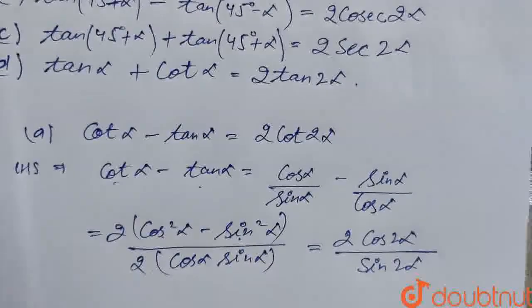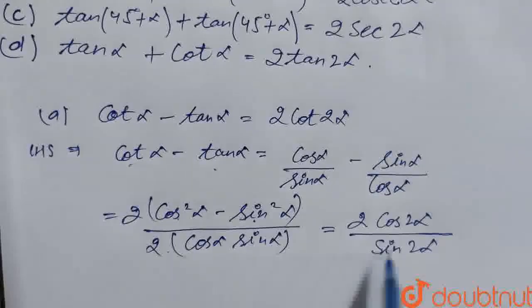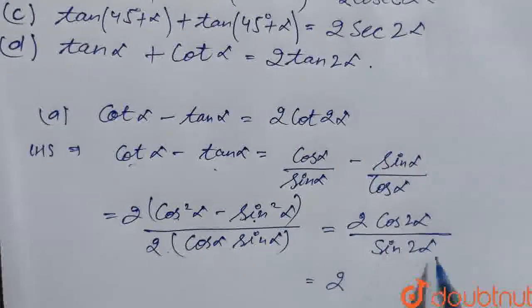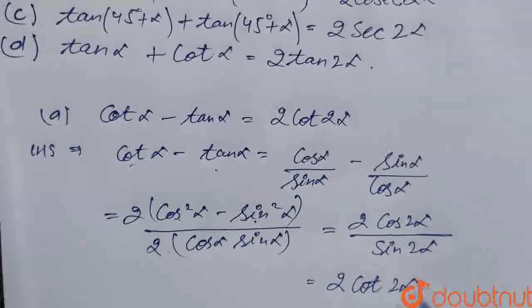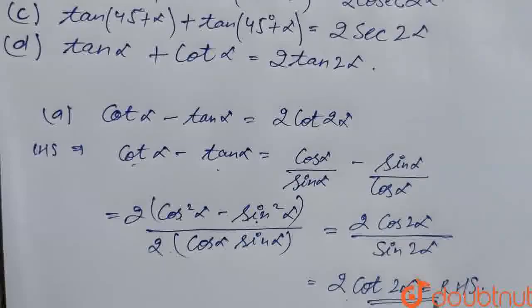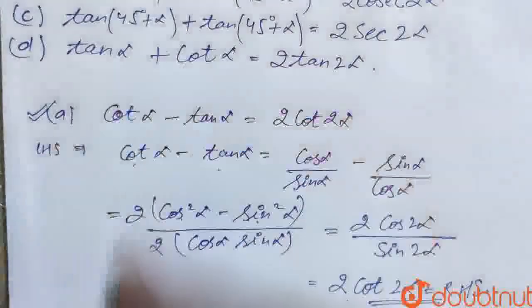It is also a simple transformation formula from alpha to 2 alpha. Now 2 cos 2 alpha upon sin 2 alpha can be written as 2 cot 2 alpha, which is equal to the right hand side. Hence our option A is correct.